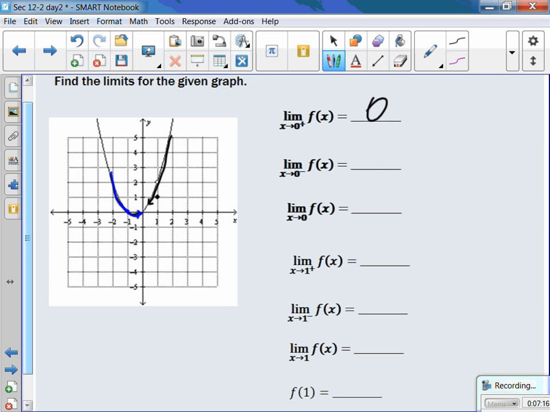Sophie, the limit of f of x as x approaches 0? 0. Why? That's the y value, because both my left and right have that exact same value of 0. Limit of f of x as x approaches 1 from the right, Alexander.